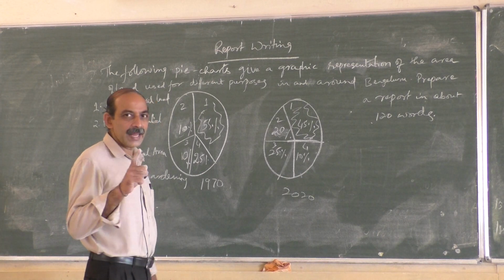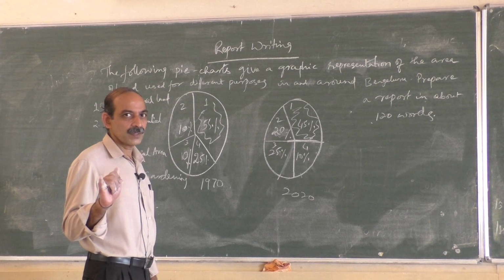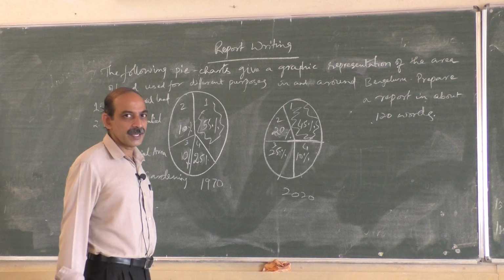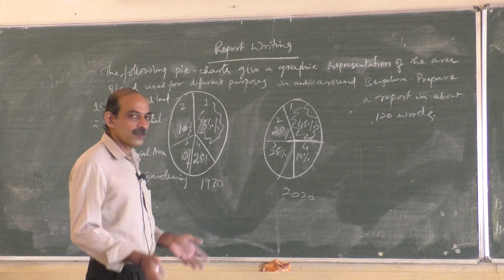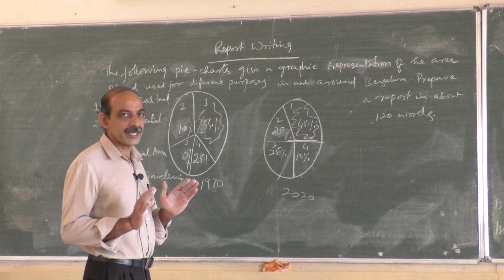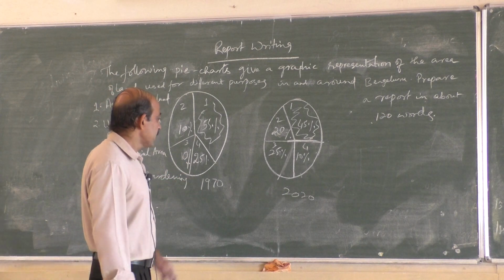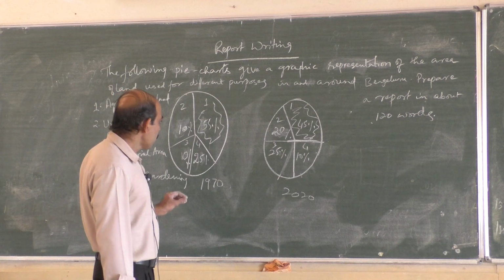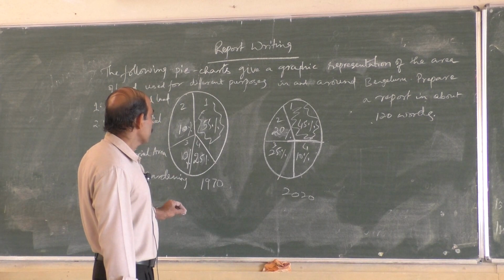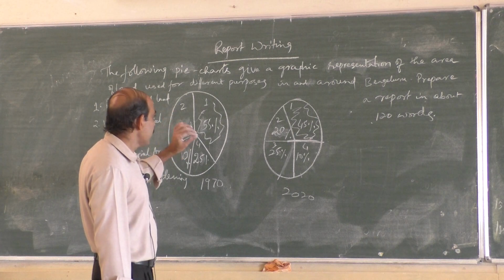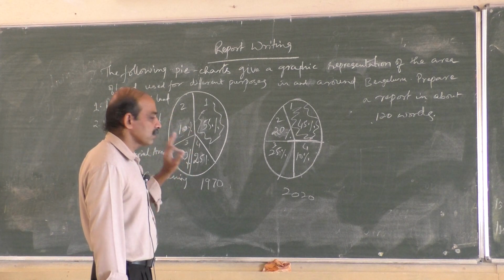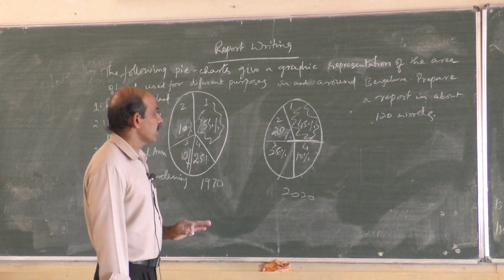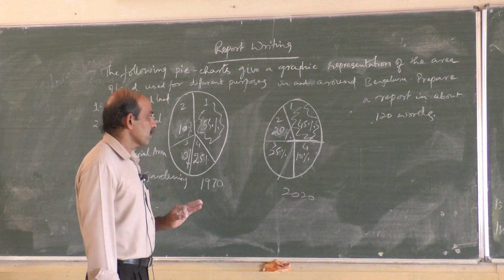That is why the language should not be monotonous, the same word should not be repeated, instead use different ways in which you can write. But bear in mind that you have to make a comparison, a close study of both the pie charts, and then give a conclusion that we have understood that the agricultural area has been decreasing, or the use of land for agricultural purposes has been decreasing. Why?